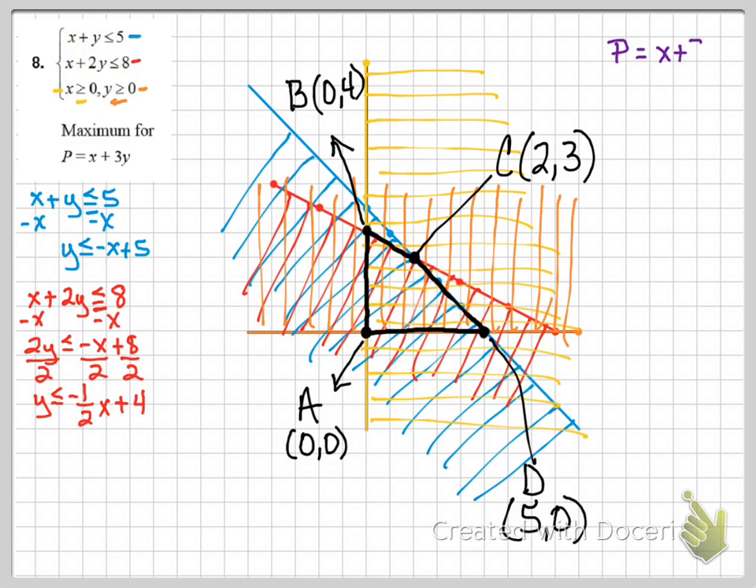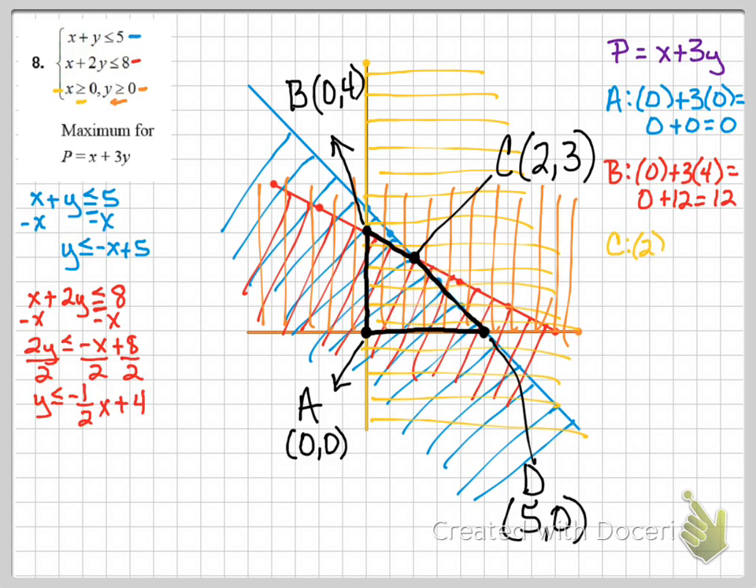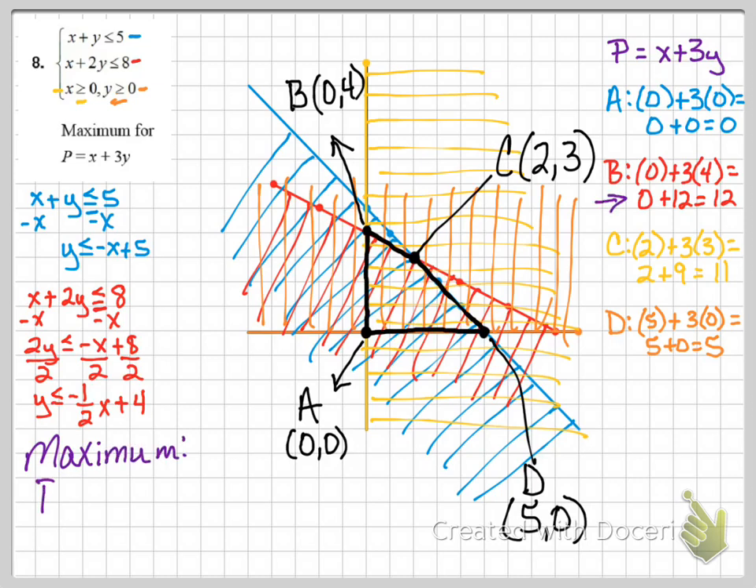Alright. Profit is x plus 3y. For point A at 0, 0, I get a profit of $0. At point B at 0, 4, I get a profit of 12. At C, 2, 3 gives me a profit of $11. And point D at 5, 0 gives me a profit of $5. So my maximum profit is at point B. So profit is equal to $12 at 0, 4, which is point B.